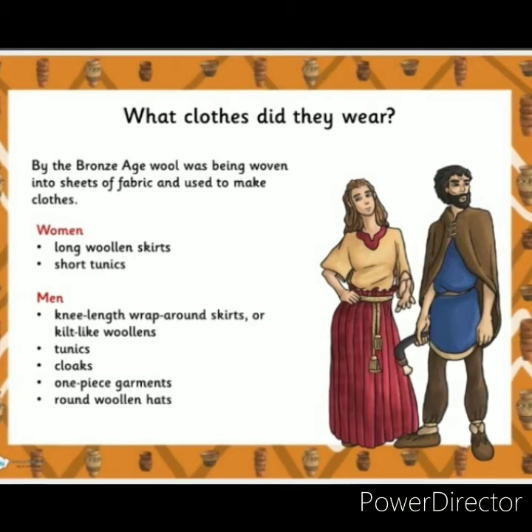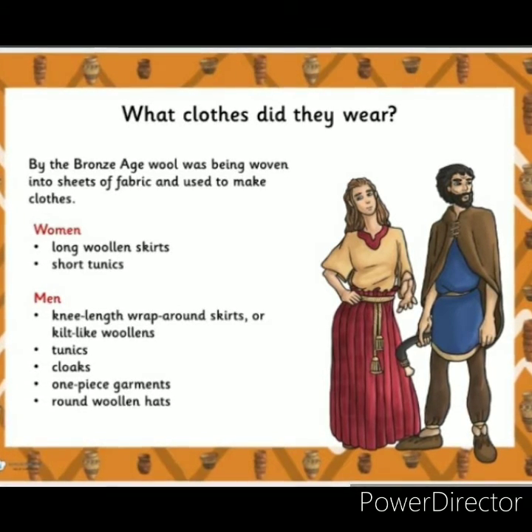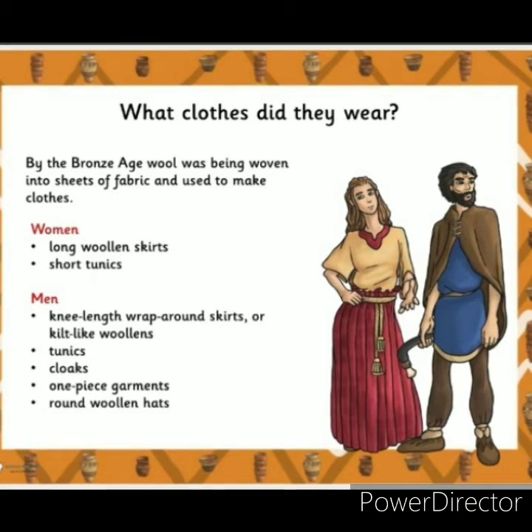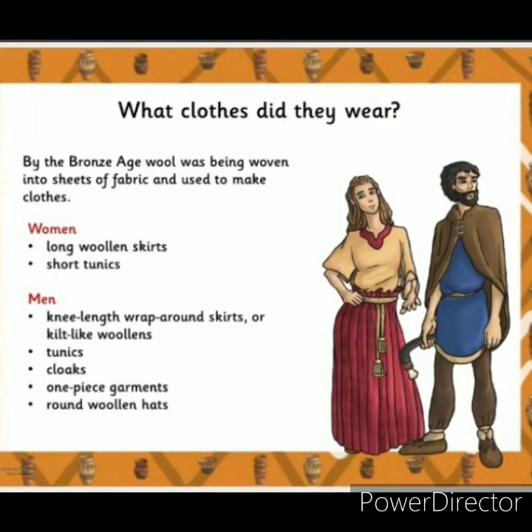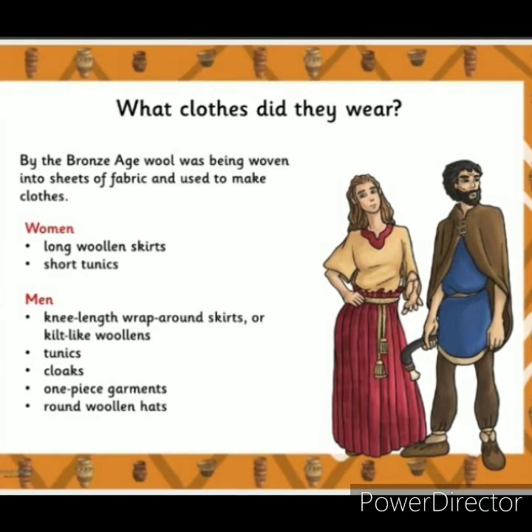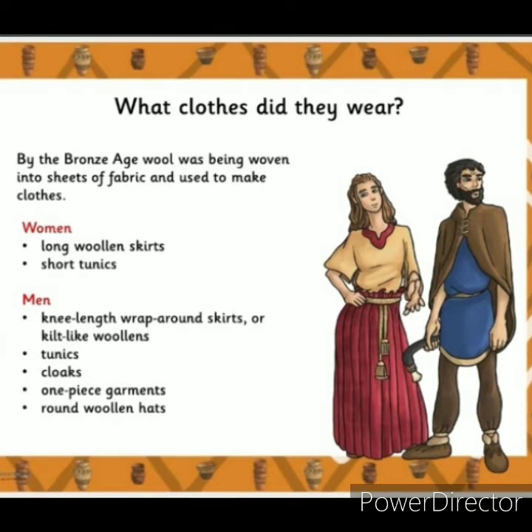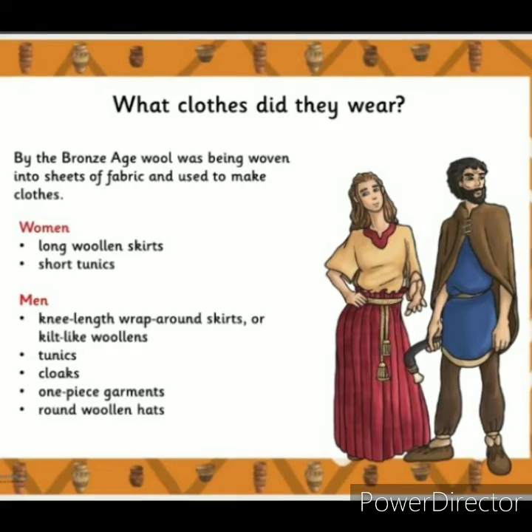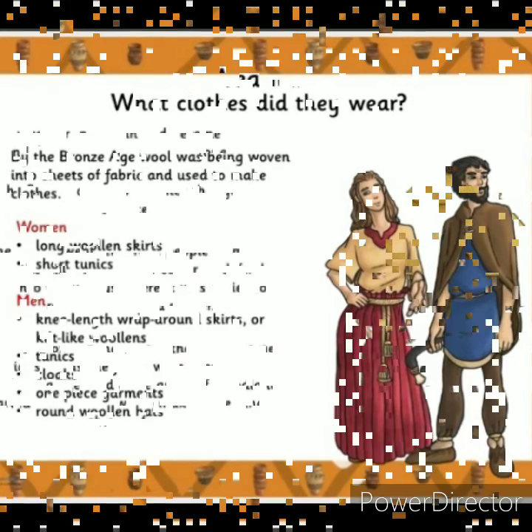Now coming to men, men also wore knee-length wrap-around skirts or kilt-like woolens, tunics, cloaks, and one-piece garments that covered the entire body. Round woolen hats were also worn by the men of that time, because they used to go out for various work in this period.